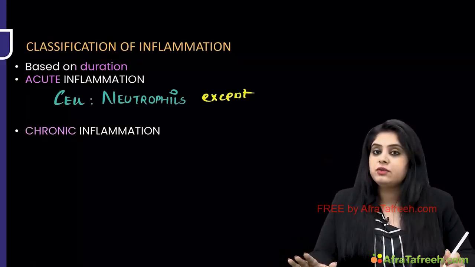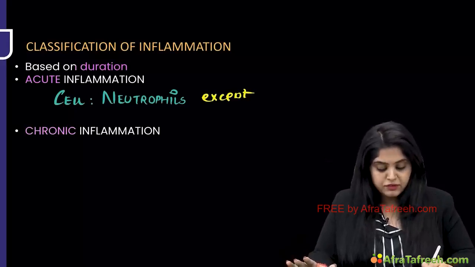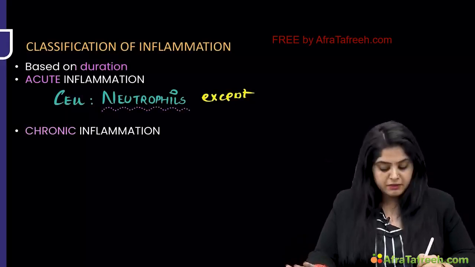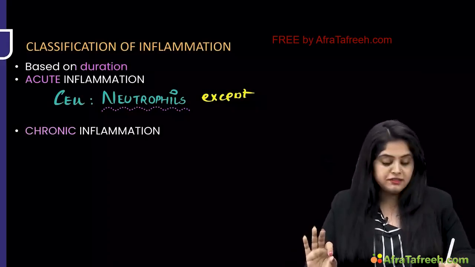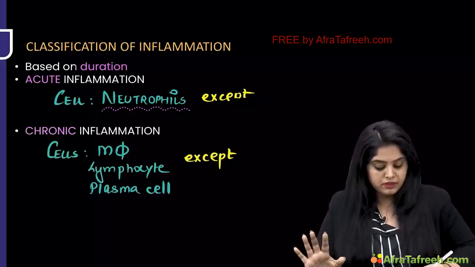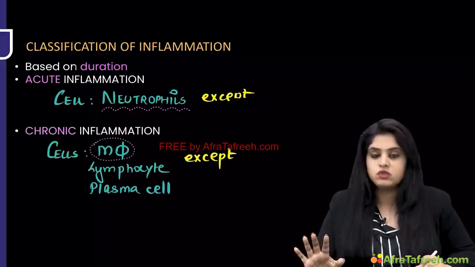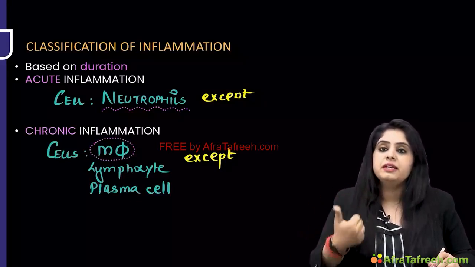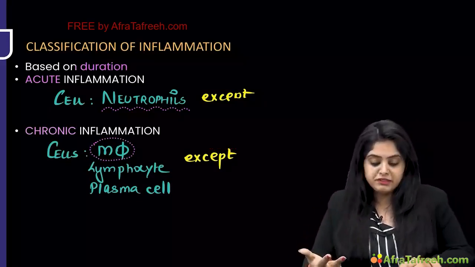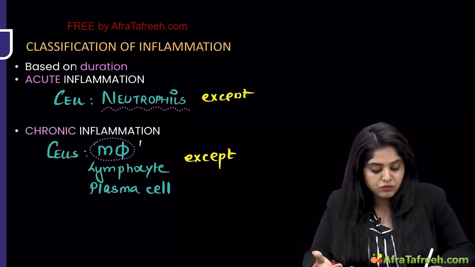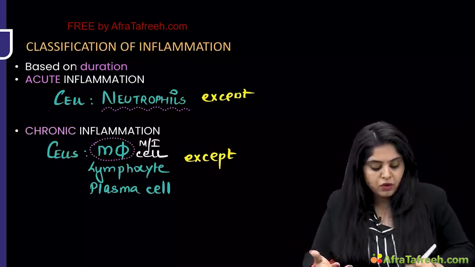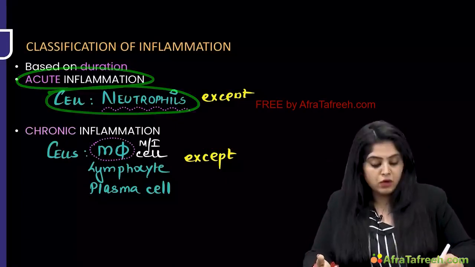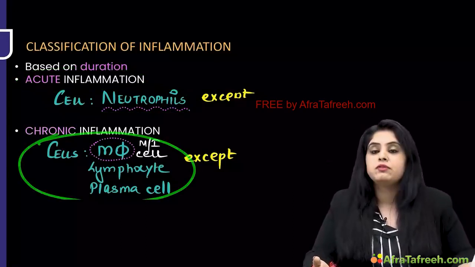So what are the cells of acute inflammation? The cells of acute inflammation are neutrophils. And what are the cells of chronic inflammation? There are three cells, but you have to know the most important one, which is the macrophage. Other than that, it is lymphocytes, macrophages and plasma cells. However, macrophages are the most important cell of chronic inflammation. Repeating, cells of acute inflammation are neutrophils; cells of chronic inflammation are lymphocytes, macrophages and plasma cells.